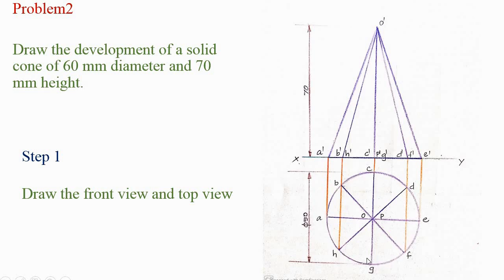On top you will get a circle of 50 mm, and in front view you will have a triangle of 70 mm. So draw a circle of 50 mm. Divide the circle into 8 pieces, and as usual you draw it as in the case of any other cone. So this is the orthographic view, simple position.